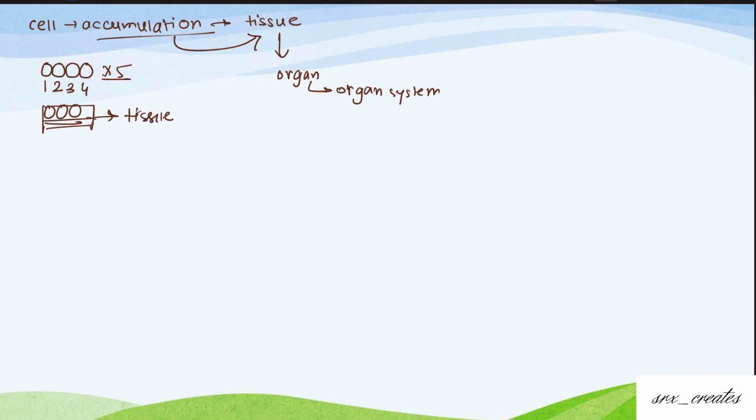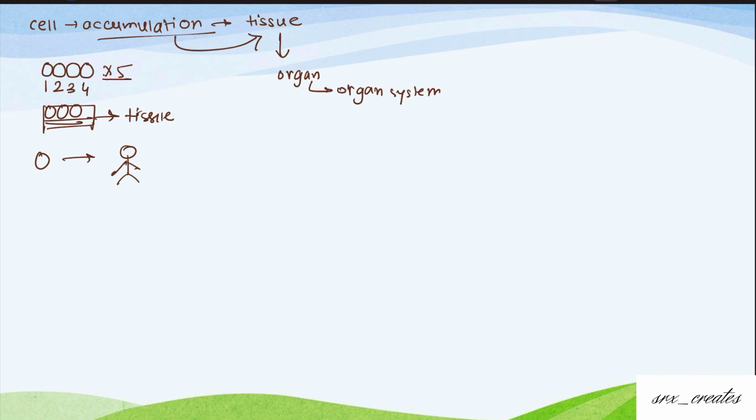1 cell to 20 cells, 20 cells to 1 tissue, 1 tissue to 20 tissues, 20 tissues to 1 organ, 1 organ to 20 organs, 20 organs to 1 organ system, 20 organ systems to 1 organism. Okay, this is the concept, from 1 cell to 1 organism. This is the transformation. This is the concept of cell to tissue, tissue to organ, organ to organ system to organism.